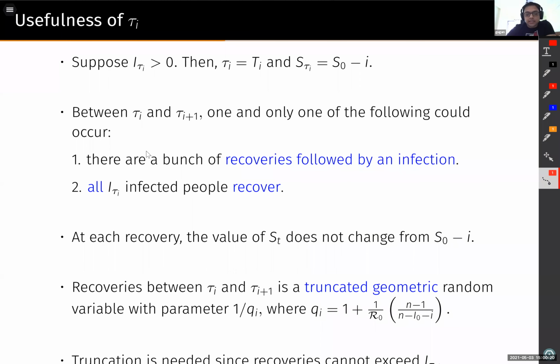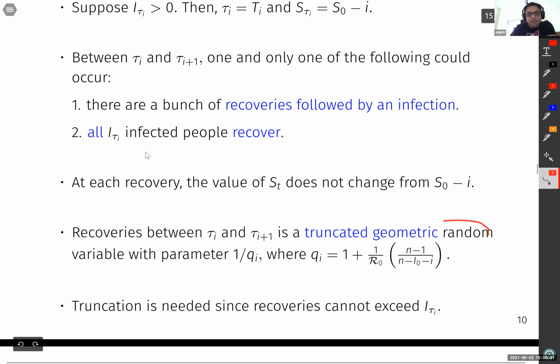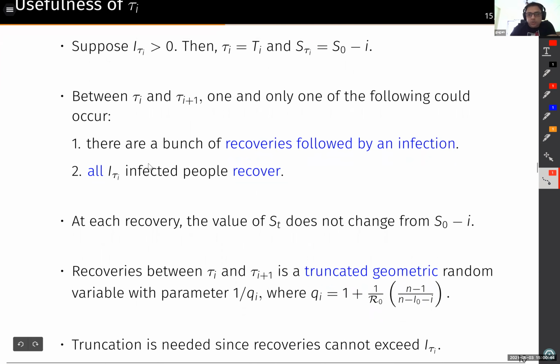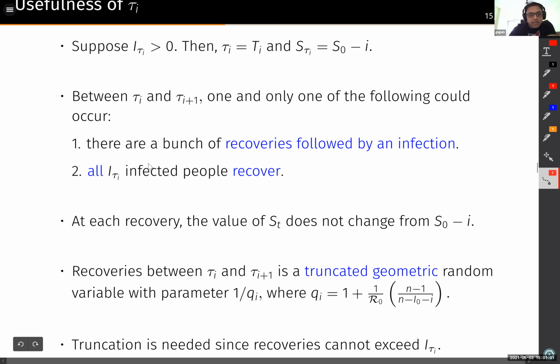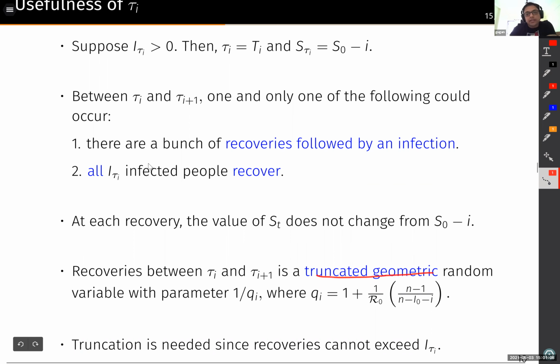Let me first give you the answer and then describe why it is correct. If you look at the number of recoveries between tau_i and tau_{i+1}, this can be approximated by a truncated geometric random variable with a suitably defined parameter. One can ask why there is a truncation. The answer is that the number of recoveries cannot exceed the number of infected people that we began with. Because of this, we need truncation. However, other than that, the nice thing is that between these stopping times, tau_i and tau_{i+1}, the number of recoveries is a truncated geometric random variable.